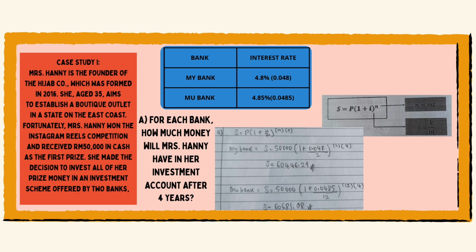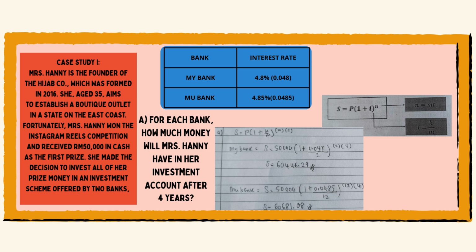For MY Bank, the principal amount is 50,000 ringgit. The interest rate is 4.8%. The compounding frequency is twice a year, and the investment period is 4 years. After substituting these values into the formula, the final amount obtained is 60,446 ringgit and 29 cents.